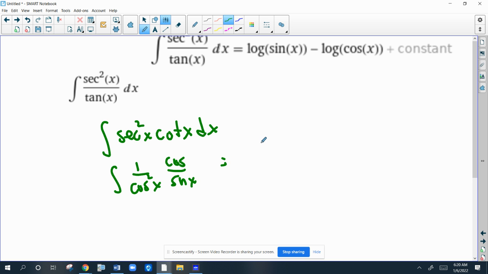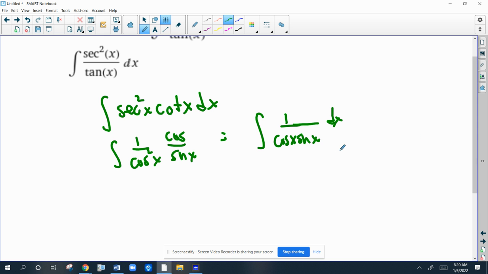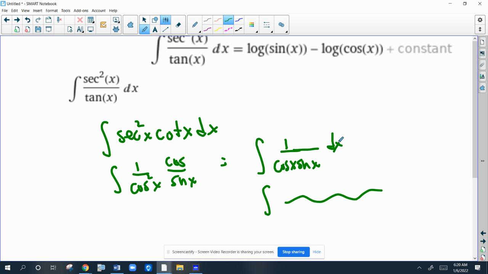And that would equal, the cosines would cancel, that would equal 1 over cosine times sine. Or just secant cosecant. So that's not really going to get us anywhere. I'm sure if we kept looking at it, it would eventually get us somewhere, but that was not the way to do it.